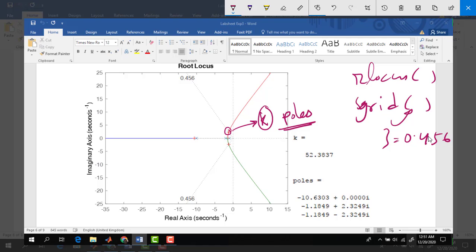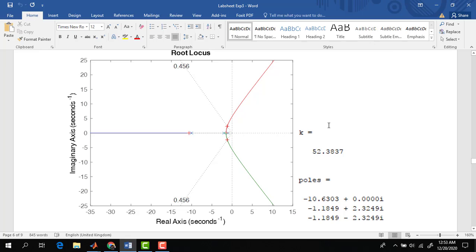These two are our dominant poles, and they are complex conjugates of each other. These are called the dominant poles, s1 and s2. Now this is the uncompensated system, and we need to improve the settling time by a factor of 2. So what can we do to improve the settling time by a factor of 2?